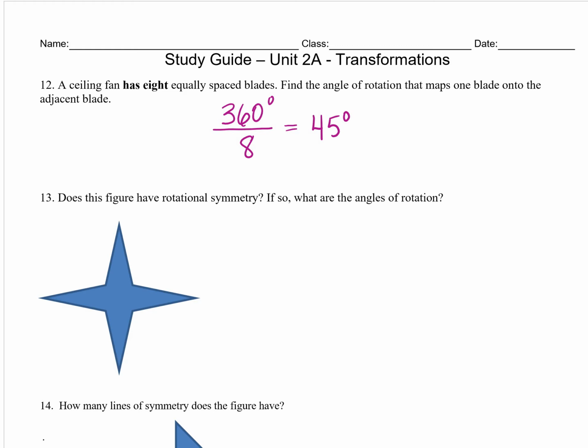Does this figure have rotational symmetry? If so, what are the angles of rotation? Same idea. Rotational symmetry means it's going to look the same when I rotate it a certain number of degrees. We can see that this would look the same for every 90-degree rotation. But to prove it, 360 divided by 4 sides is 90 degrees. So every 90 degrees, this figure will look exactly like itself.